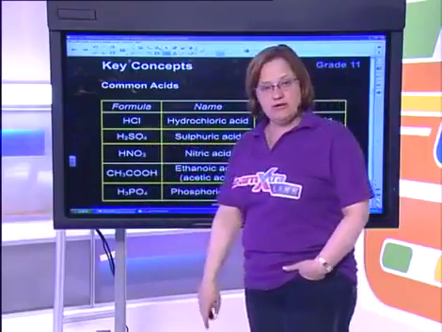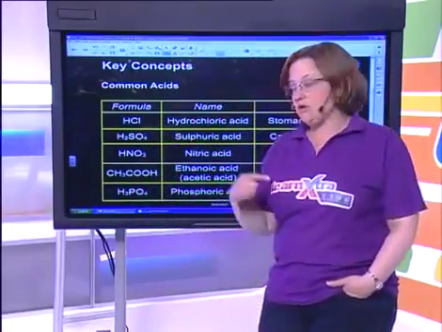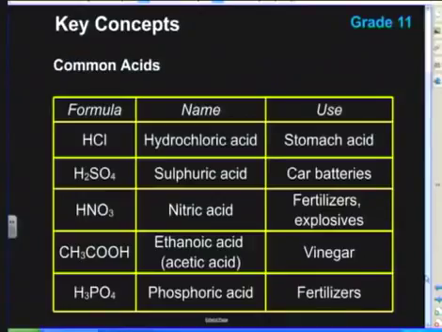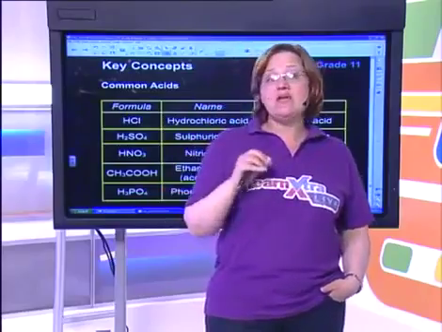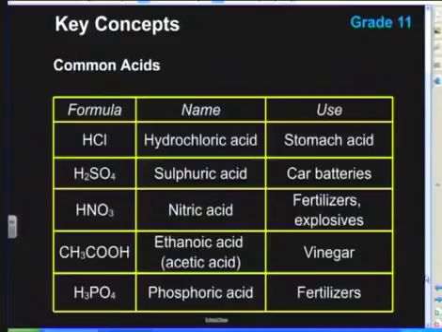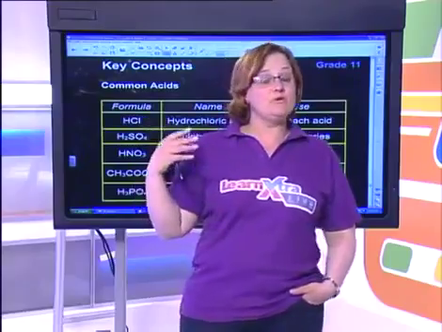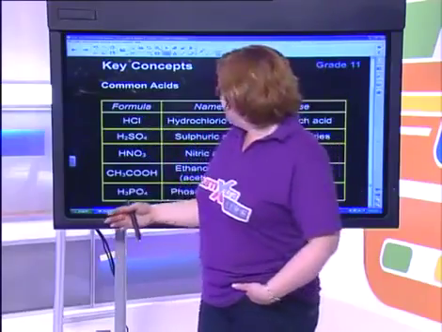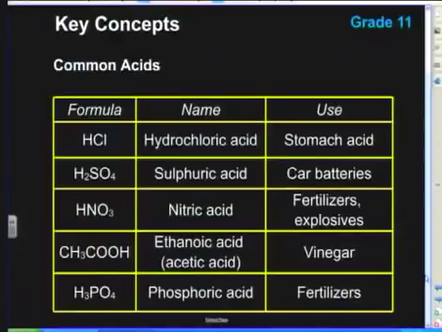Sulfuric acid, H2SO4, is also another acid you see often. It's the acid we find in car batteries, and I sincerely hope none of you have ever been burnt by car battery acid. It's an extremely strong acid, very, very dangerous. We then have nitric acid, which is what we find in fertilizers and explosives, and it's a very important industrial acid. Ethanoic acid, also known as acetic acid, which is in vinegar.